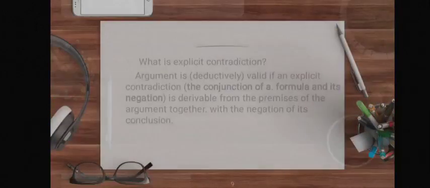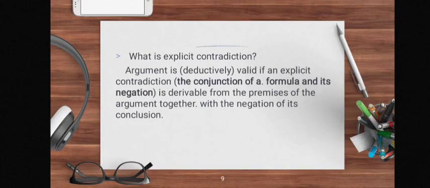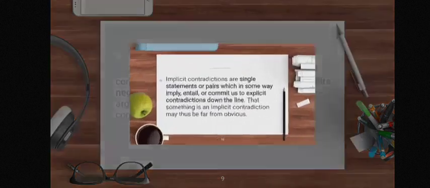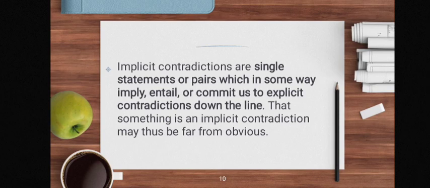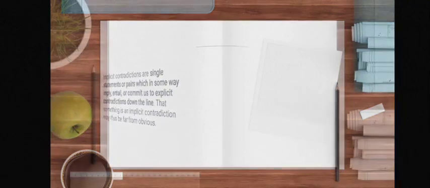So what is explicit contradiction? An argument is deductively valid if an explicit contradiction, the conjunction of a formula and its negation, is derivable from the premises of the argument together with the negation of its conclusion. An implicit contradiction is a single statement or pair of statements which in some way imply, entail, or commit us to an explicit contradiction down the line. That something is an implicit contradiction may thus be far from obvious.